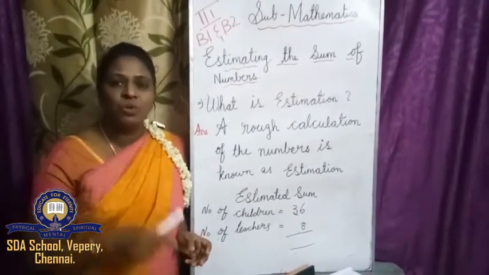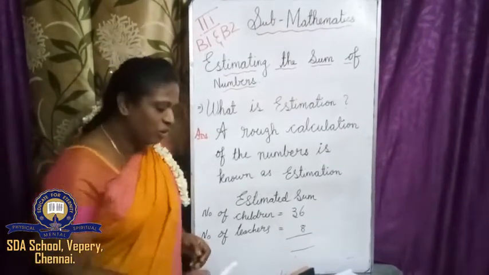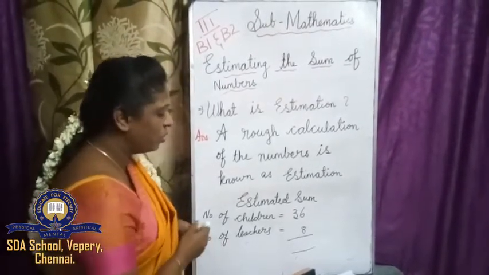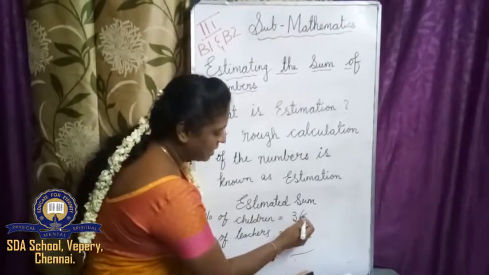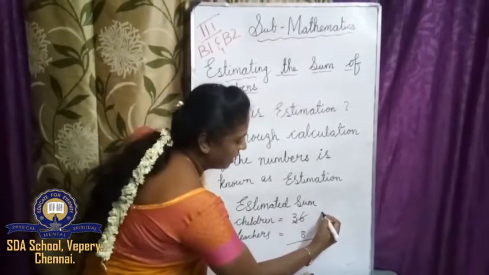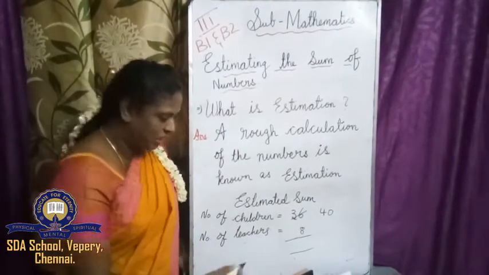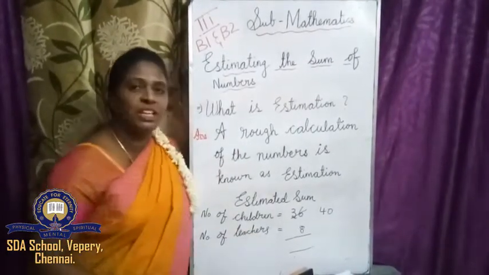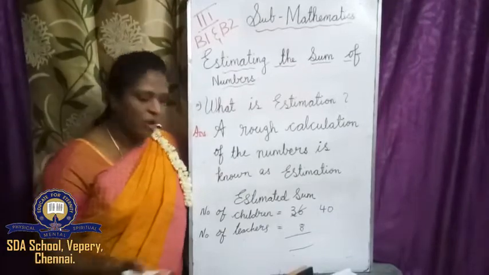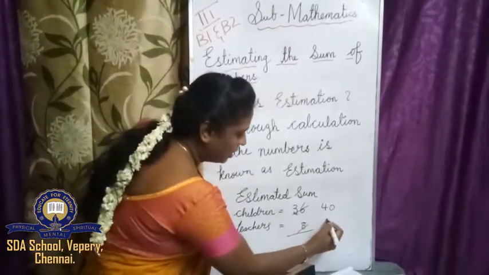I will round off this. So instead of 36, she will round off and make it 40. And the number of teachers, oh, there are 8 teachers. Okay, I will round off this 8 to 10.